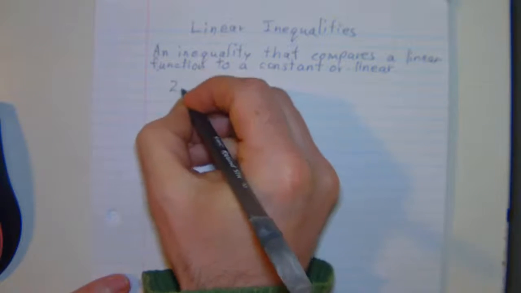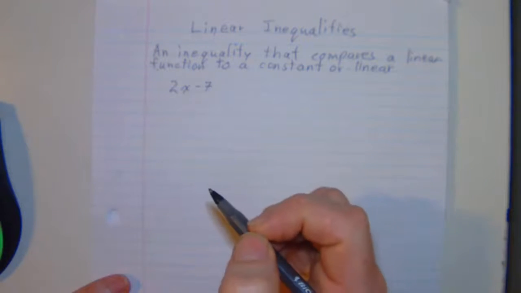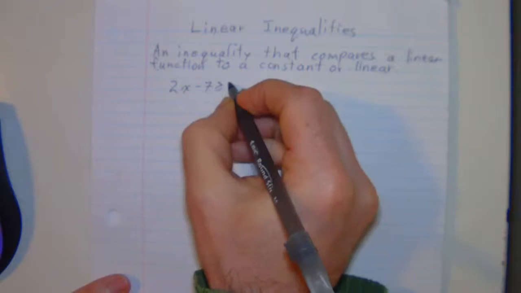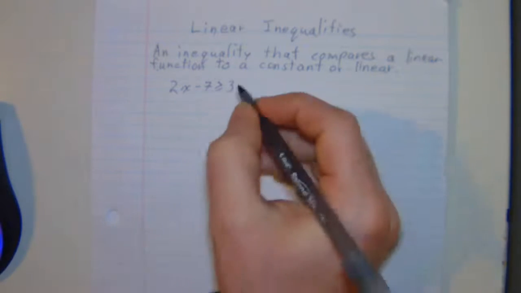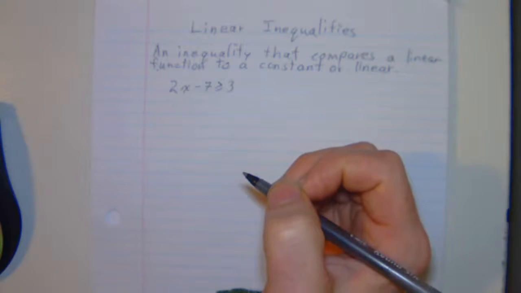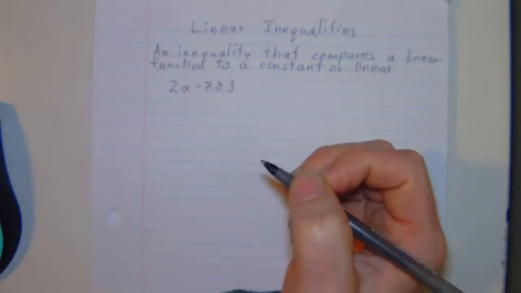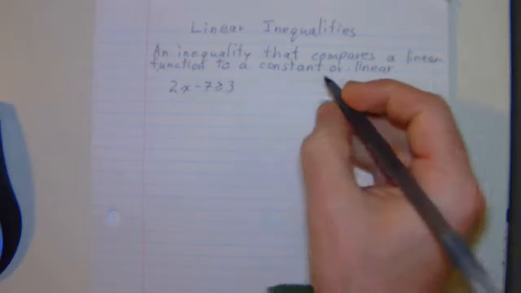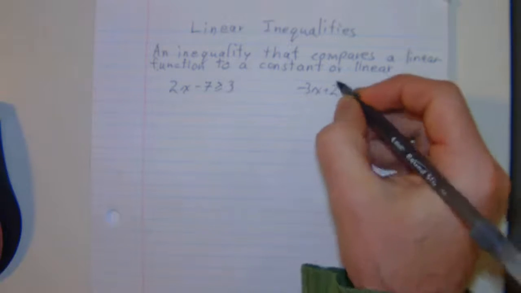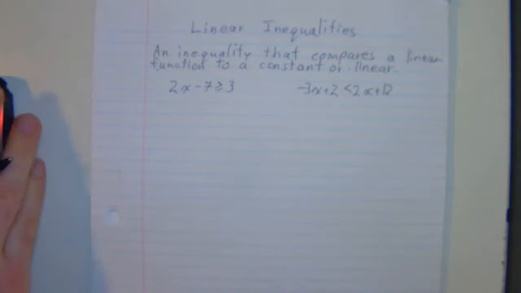That means that we might have something like 2x minus 7. That is a linear function or expression. And we are going to compare it to, in this case, a constant 3. And compare means greater than, less than, or either of those with the equal to possibility. If we were comparing a linear function to another linear function, we might have something like 3x plus 2 less than 2x plus 12.